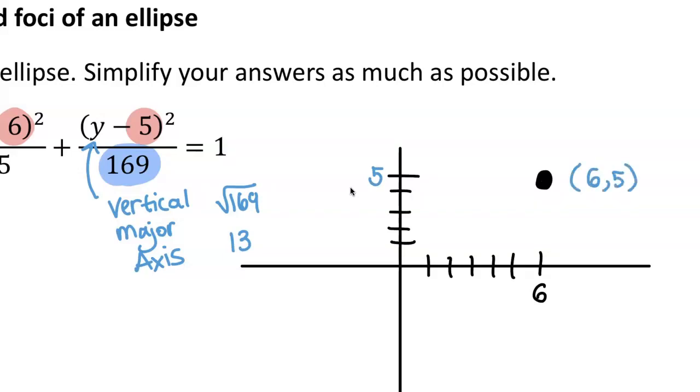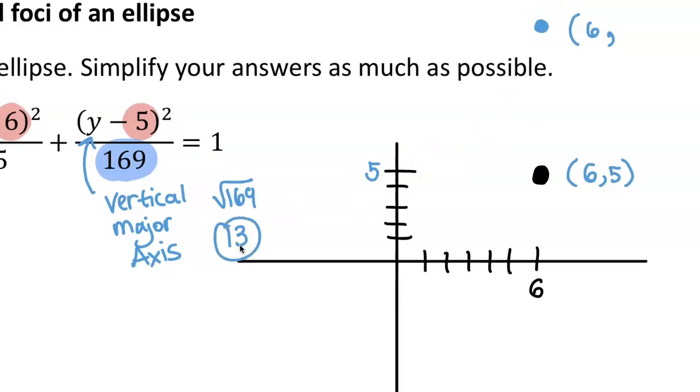But imagine going up 13 units from here. So it's going to be somewhere out there, right? The ordered pair for that first vertex way up there will be 6, well, it's still 6 because we just went straight up, so the x-coordinate doesn't change. But if you go up 13 from 5, you should be up at 18. So the first vertex is going to be (6, 18). And 18, I just got it from doing 5 plus 13.